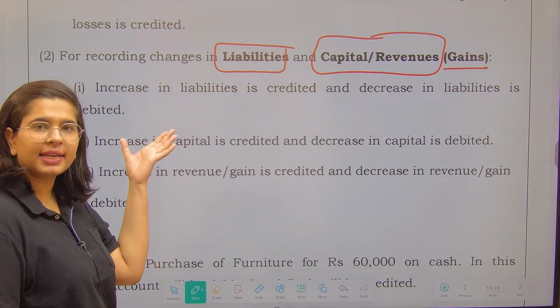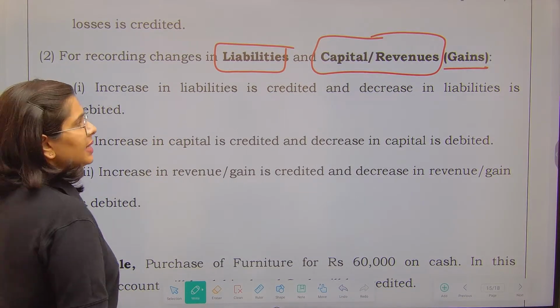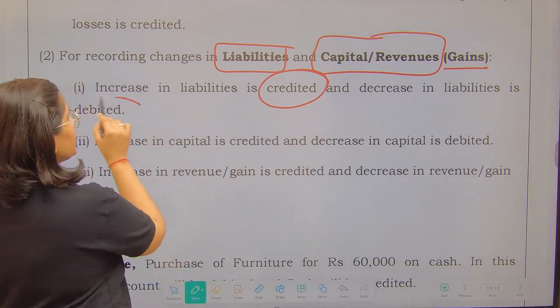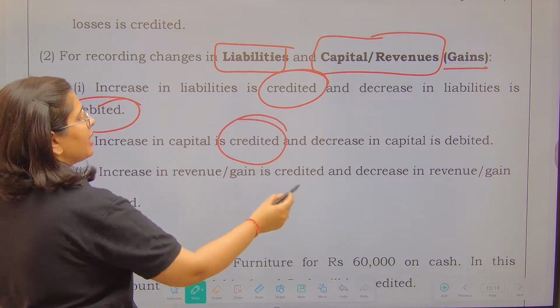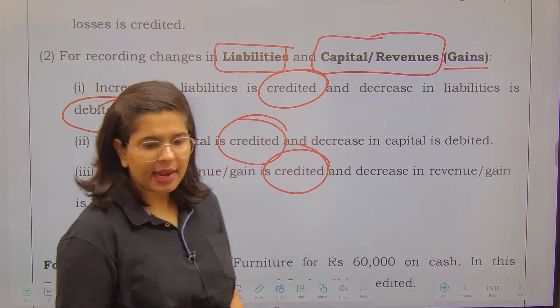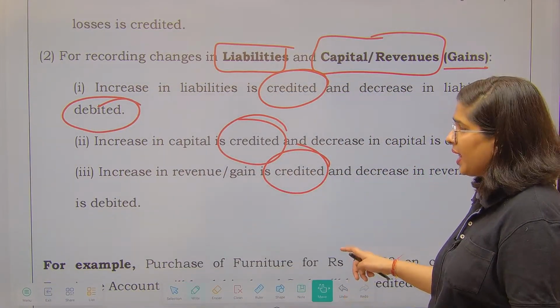We have already studied it in the form of a table. Increase in liabilities is credited, and decrease in liabilities is debited. Similarly for capital, and similarly for your revenue as well as the gains. Now please remember these. I have given an example as well.